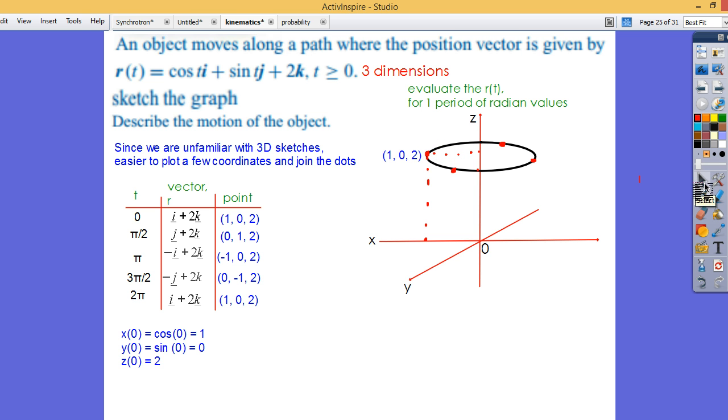Nicely up there. And if we keep going around the circle, we'll have when X is 0, Y is 1, and Z is 2, that's that point there. And now, the next one over here, X is negative 1, Y is 0, and so on. This one over here.